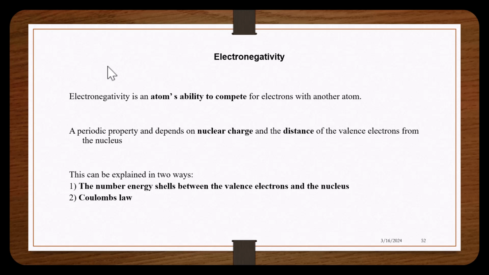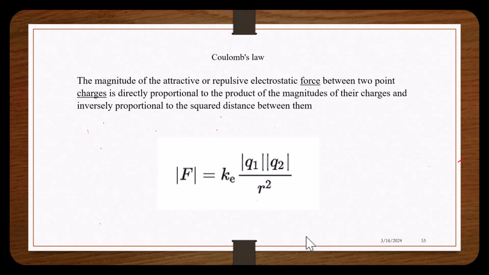We have somewhat of a good idea of what the shells of an atom are, so let's look at Coulomb's law. Coulomb's law says the magnitude of the attractive or repulsive electrostatic forces between 2 point charges is directly proportional to the product of the magnitude of the charges, and that would be this portion of the equation, and inversely proportional to the square of the distance between them, which would be this portion of the equation. This is a very fancy way to say when 2 point charges increase, the electrostatic force will increase, and when the distance between the two charges increases, the electrostatic force will decrease.